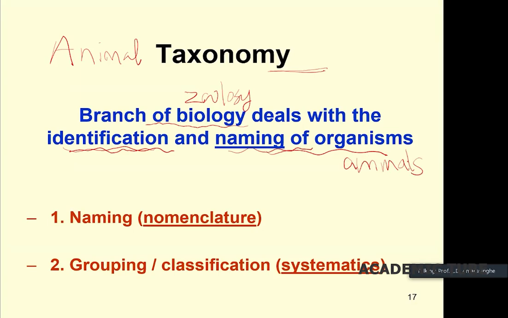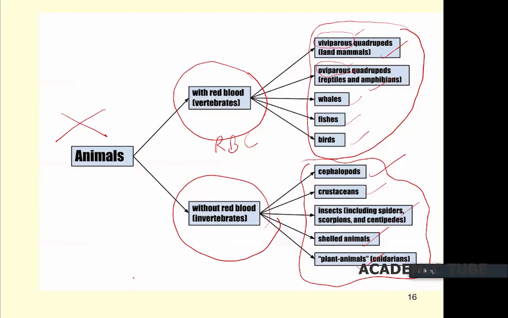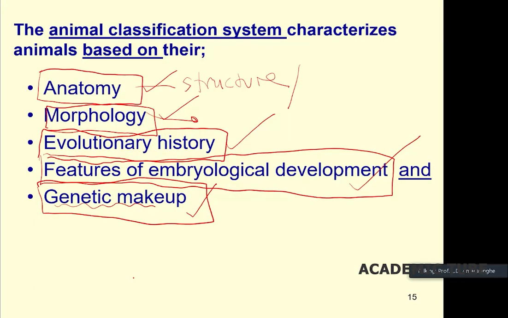So taxonomy, simply you can describe as identification and naming, how we are going to name. Naming we refer to as nomenclature. And the systematic classification, we call it systematics. Classification or grouping, we group the animals. We are going to group different animals based on different features. What are the features we are looking for? These are the features: anatomy, morphology, evolutionary history, embryonic development, and genetic makeup.